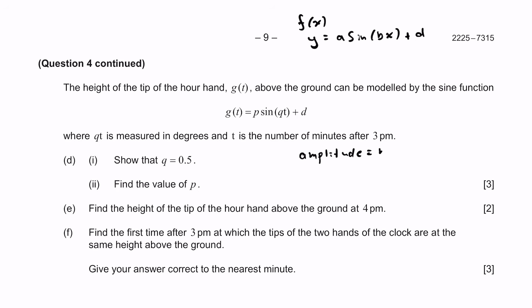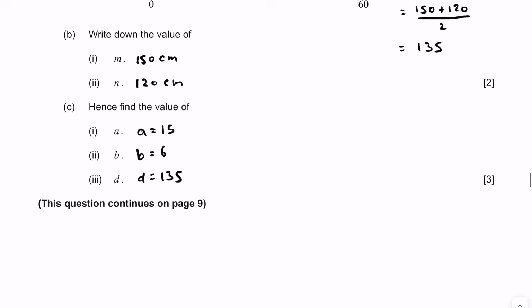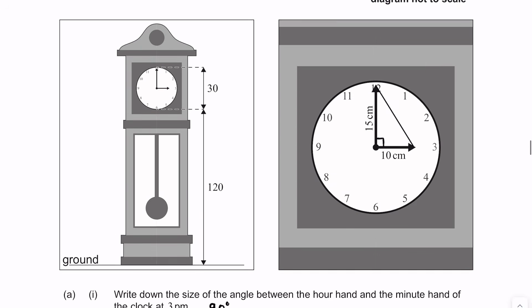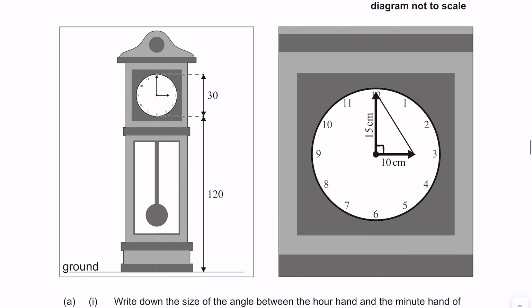Amplitude is equal to the maximum minus minimum over 2. Essentially, what is the distance from the highest point to the lowest point? And then we divide that by 2, and that essentially would tell us the distance from the midline to the max, or it would tell us the height of the wave. So what is the maximum and the minimum value for the hour hand? I think going back to the diagram is actually going to be the easiest way to find these two values. So let's go ahead and do that.